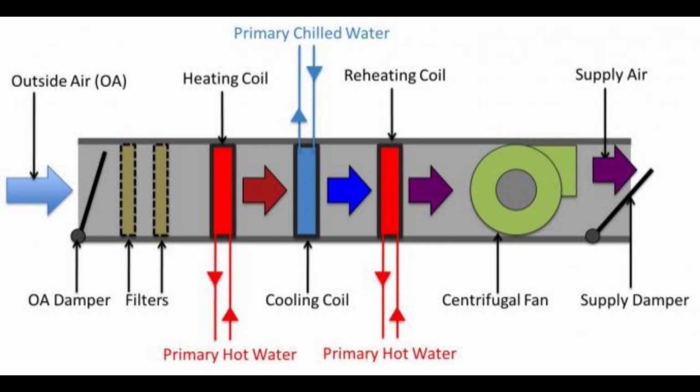In summary, the AHU takes in outside air, filters it, conditions it for temperature and humidity using heating and cooling coils, and then uses a fan to distribute this conditioned supply air to the building's interior spaces. The various dampers control the intake and distribution of air, while the coils regulate the air's temperature.